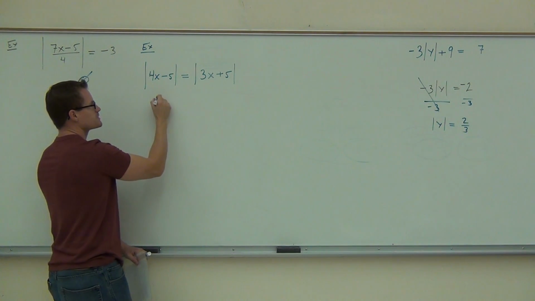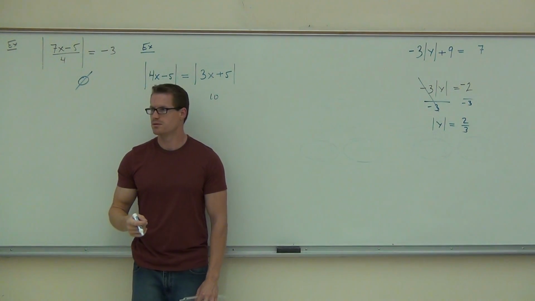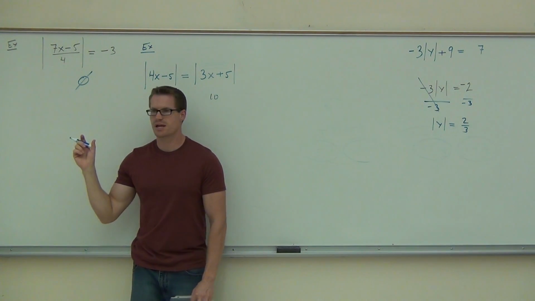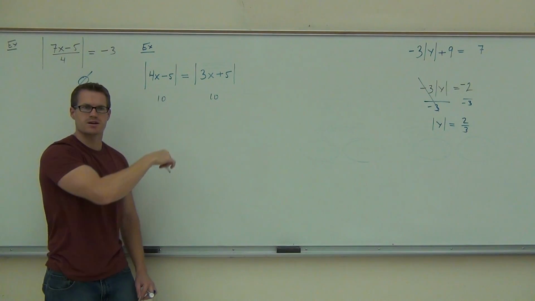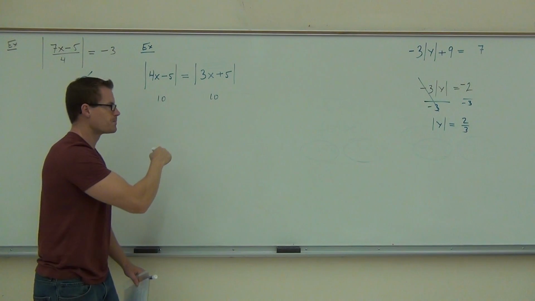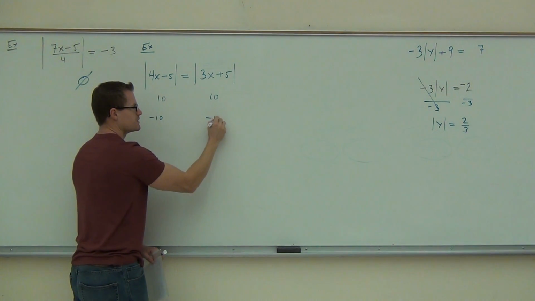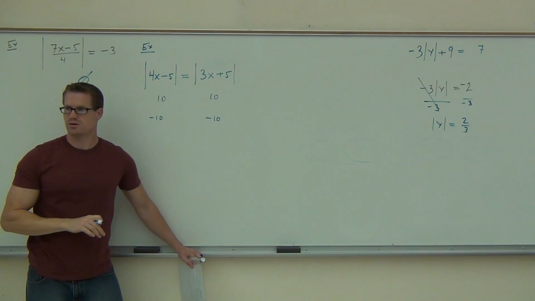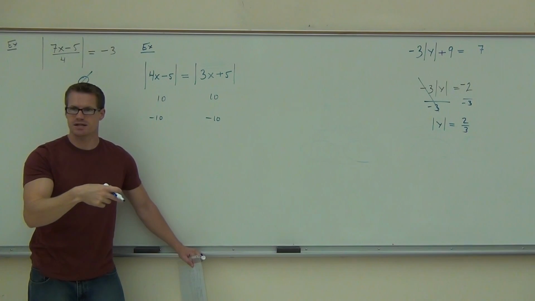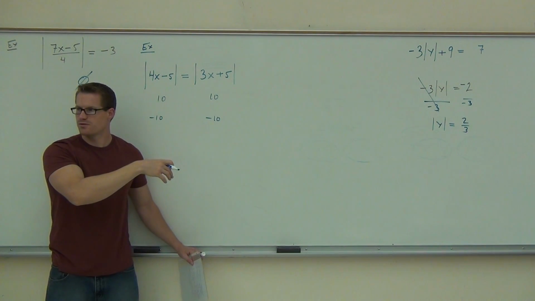If this was positive 10 and this was positive 10, would they be equal to each other? Because the absolute value of positive 10 equals the absolute value of positive 10. Does that make sense to you? So when I take the absolute value, they'd be equal. That's case 1. How about this? What if this was negative 10 and this was negative 10? Would they be equal to each other there? Sure, because the absolute value of negative 10 is 10. You guys still with me so far?